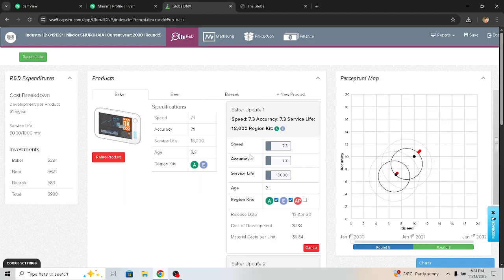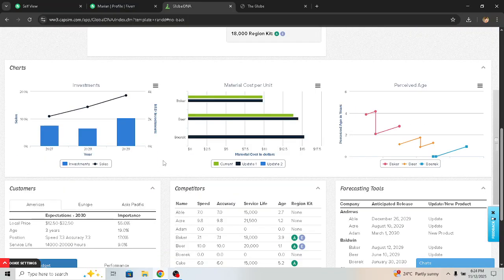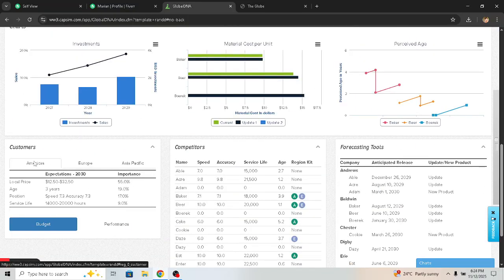So before we update, these are our updates. We updated our speed to 7.3 and accuracy of 7 to 7.3. So to make those decisions, we had to look at the Americas. So looking at the Americas, we have our budget statistics here.